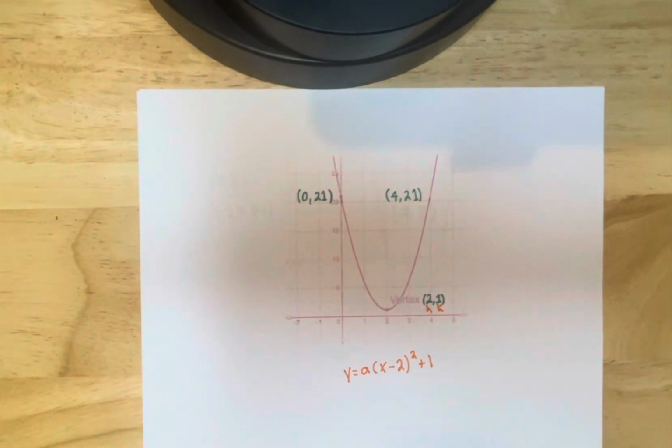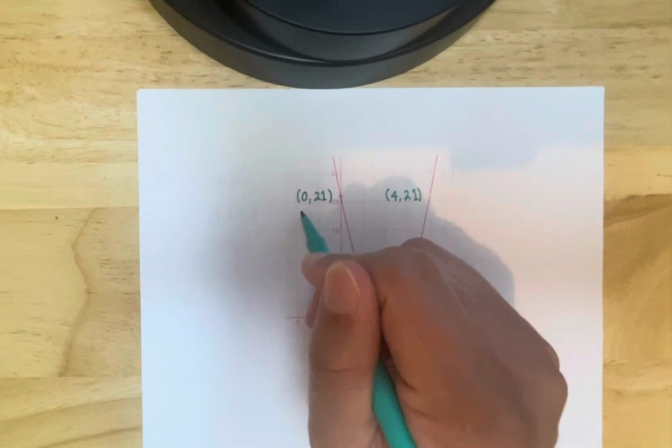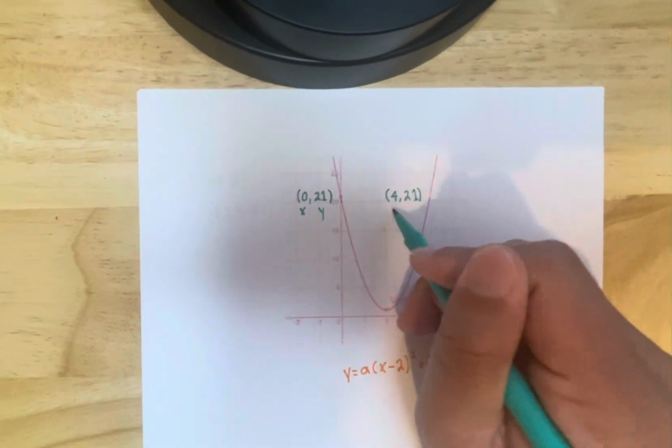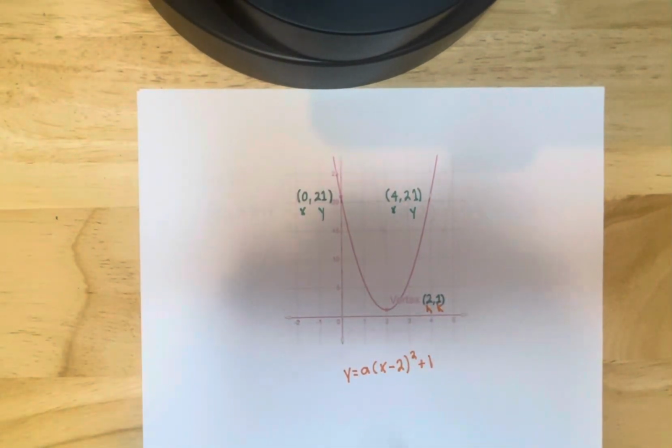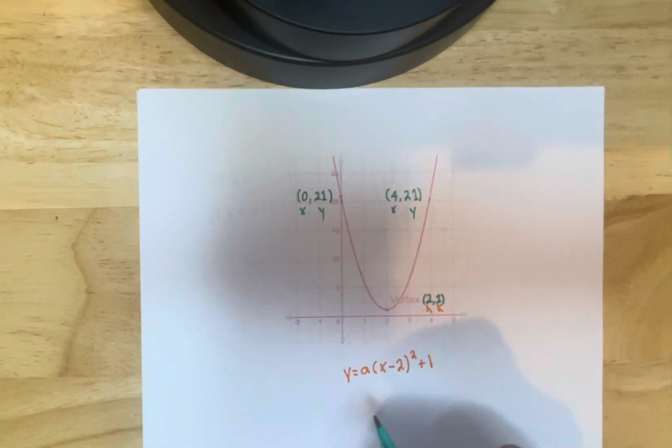Once I have that, my next step is, how do I solve for a when I have a random point? I need x and y, I need that random point, and notice I do have a bunch of random points. I have this one right here, 0, 21, and I have 4, 21. It doesn't matter which point you use to plug in here. I am going to use the y-intercept because it is easier when I can plug in a 0.